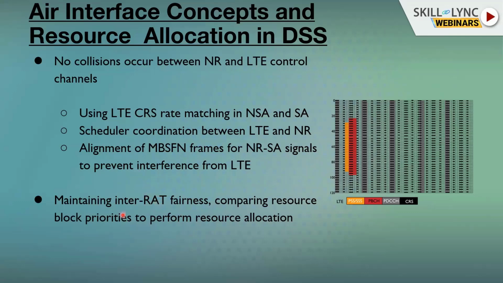We also have to maintain inter-RAT fairness. Inter-RAT is basically, RAT is radio access technology. So the RATs are 4G and 5G. So to maintain inter-RAT or 4G, 5G fairness, we're comparing resource block priorities to perform resource allocation. So then we are assigning priorities to 4G and 5G in an intelligent way to perform resource allocation.